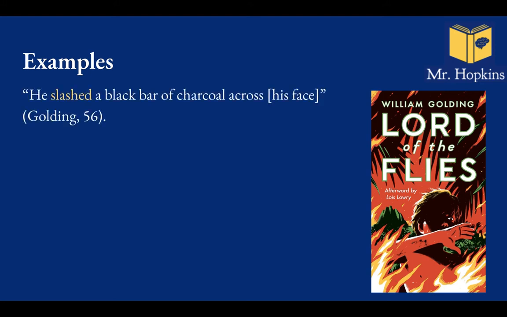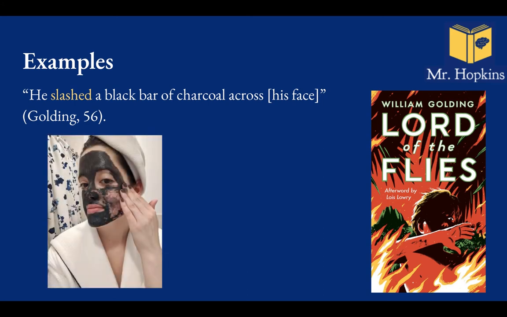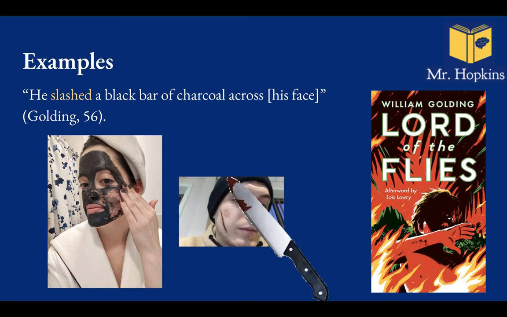Let's look at this excerpt. He slashed a black bar of charcoal across his face. Now, in the story, to give you some context, the character is trying to camouflage himself to go hunting. So he puts black charcoal on his face. Now, the author just means that he rubbed charcoal on his face, but he used the word slash deliberately. When I think of the word slashed, I think of a knife cutting someone. It's a violent act. Now, is this character going to be a pacifist, a good character who's very peaceful, or are they more likely to be a violent character?